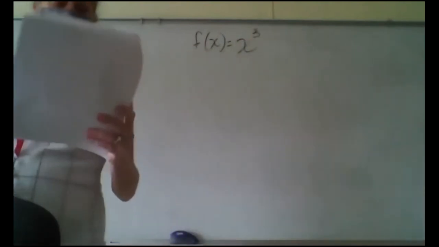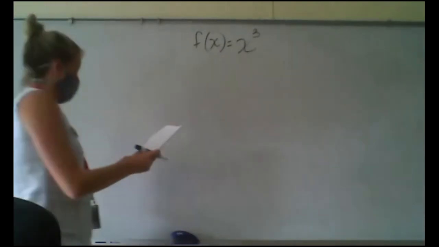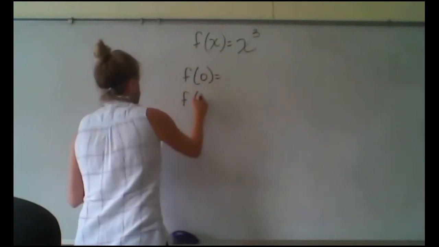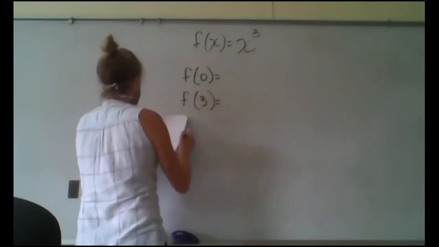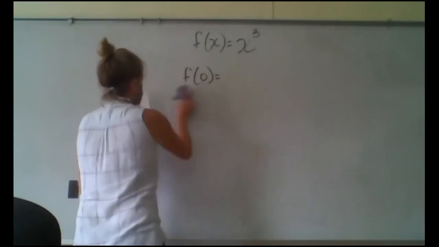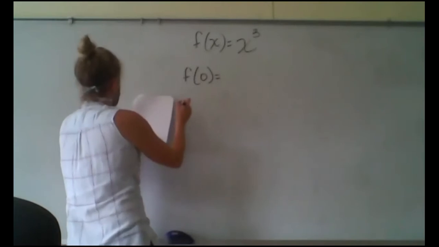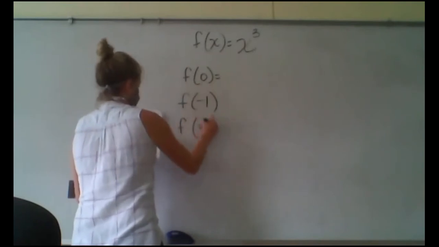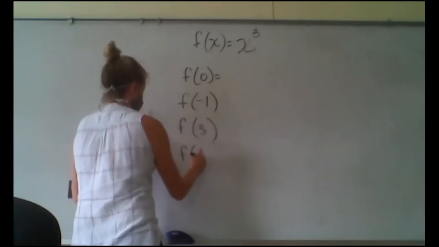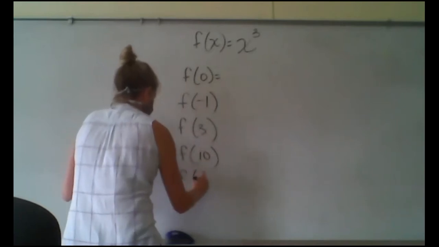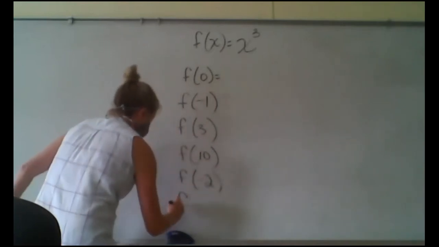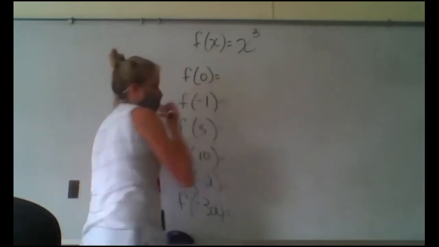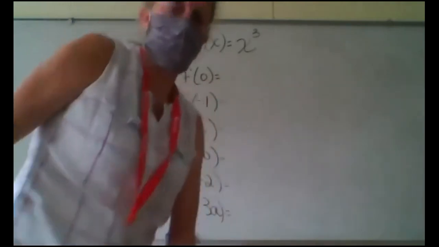All right, so our function is x to the 3rd power. We're finding all kinds of things. We're going to find f of 0, f of 3. Whoops, sorry, I'm going down instead of over. F of 0, then f of -1, f of 3, f of 10, f of -2, and f of -3a. Now, I'm going to show you a little trick in your calculator.